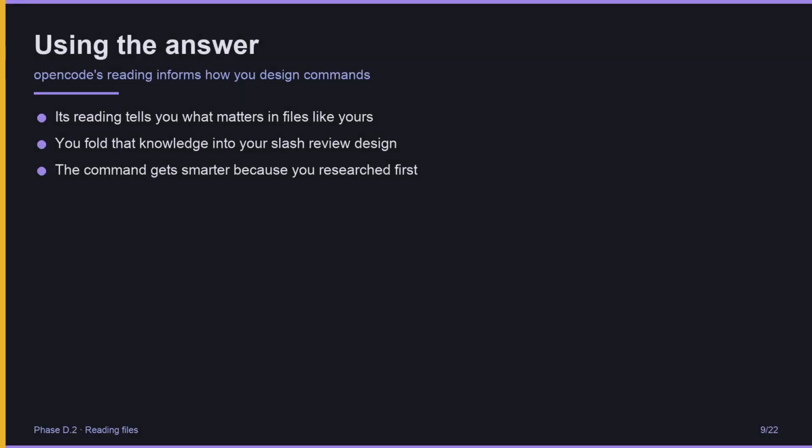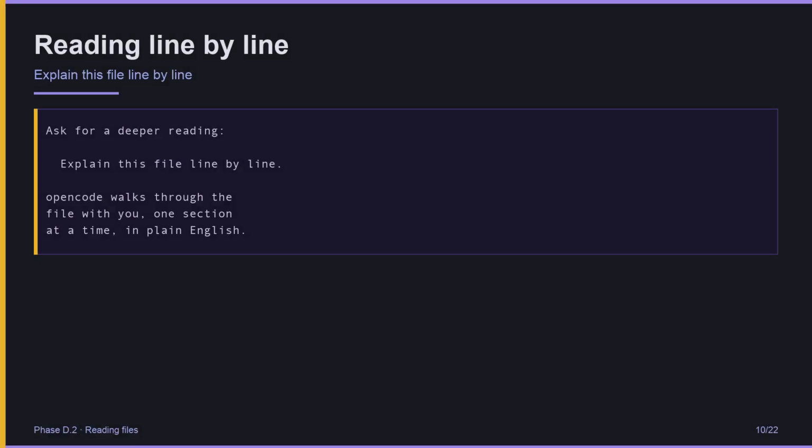OpenCode's reading tells you what actually matters in files like yours: the naming problems, the missing error checks, the repeated patterns. You take that knowledge and you fold it into how you design your /review command. The command gets smarter, not because of magic, but because you did your research first, with OpenCode as your patient and careful reader.